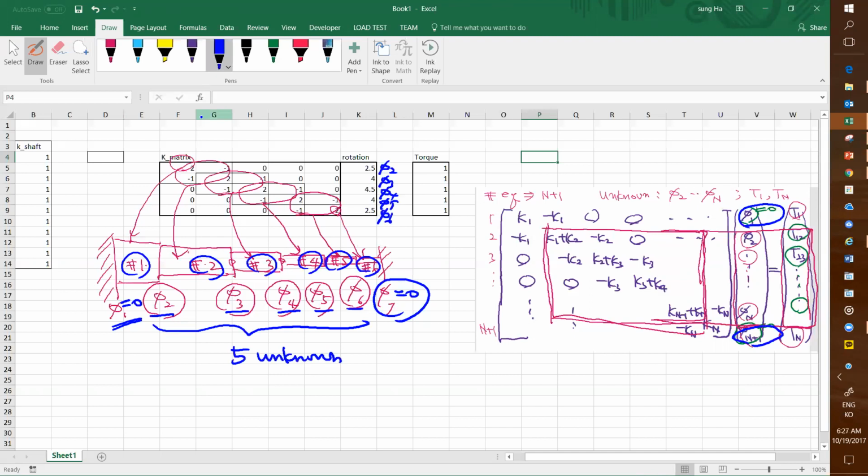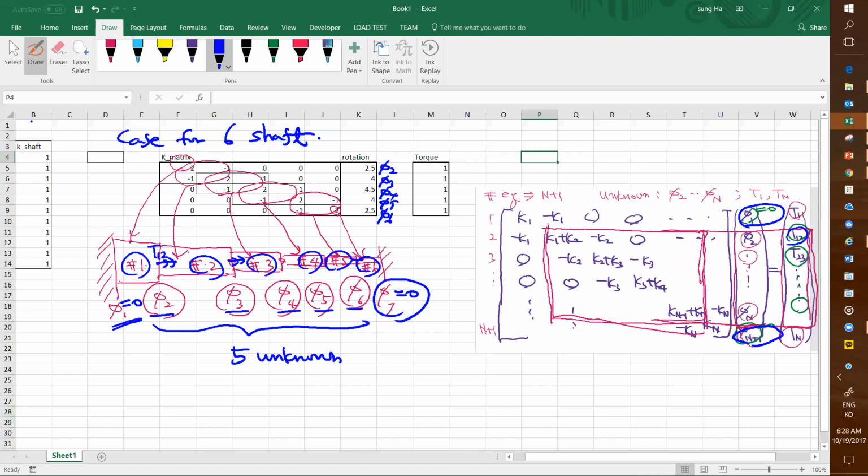Now the torque we apply is here. Here we apply torque 1, 2, and torque 1, 2, 3, and so on up to here. So this is the case for 6 shafts. And the rotations will be 2.5, 4, 4.5, and K, and so on.